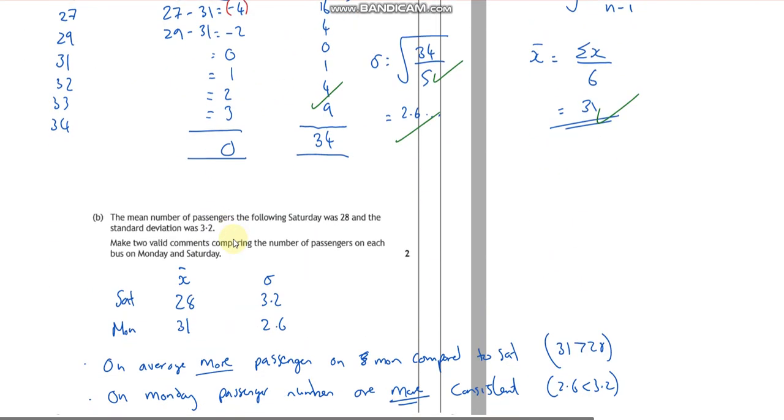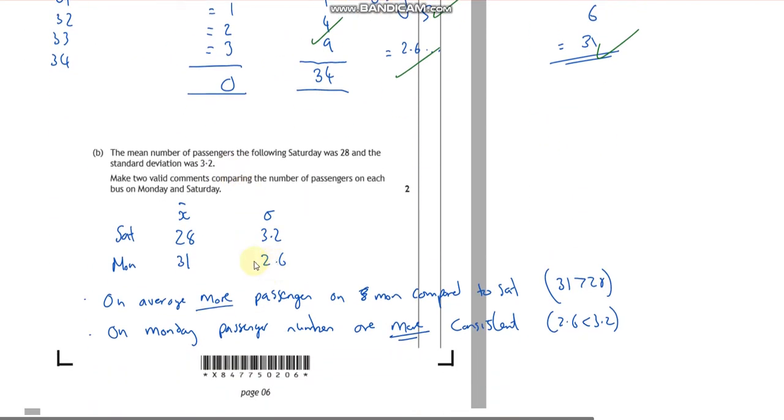So those six buses must have had a more consistent number, that they were closer to this average each time, whereas maybe on the Saturday, one bus was really full, one bus was really empty, something like that, okay? So more consistent if this number is smaller.